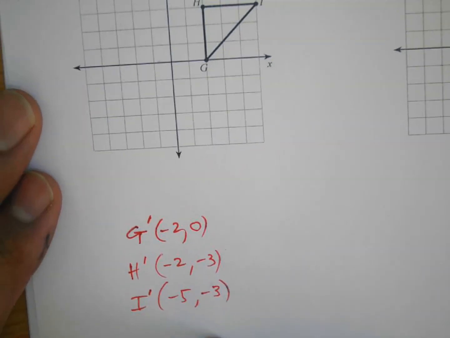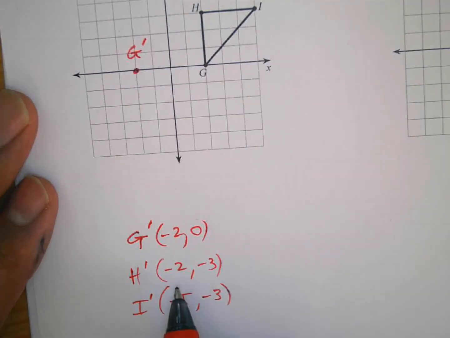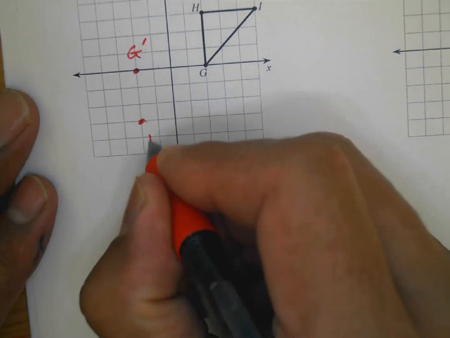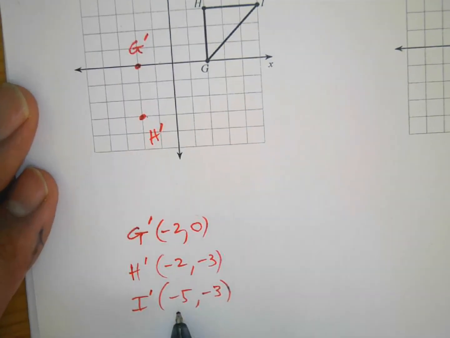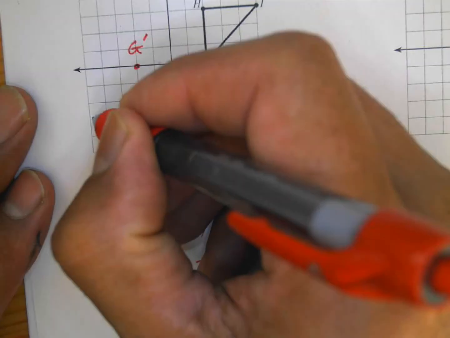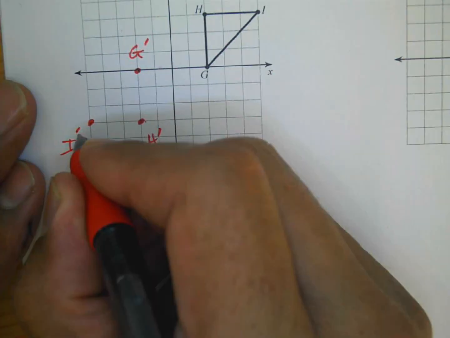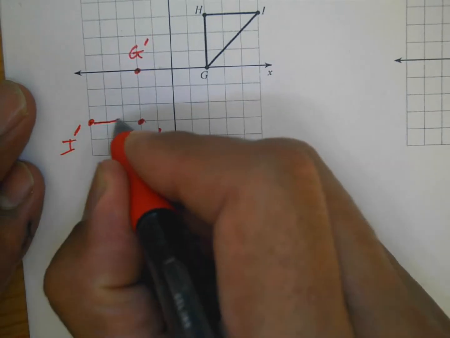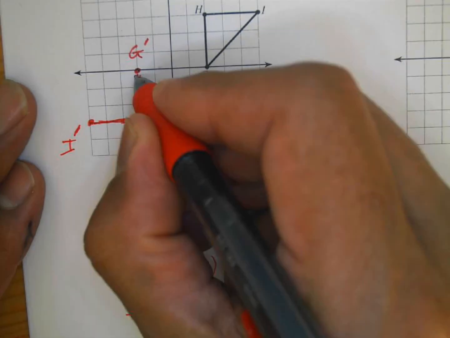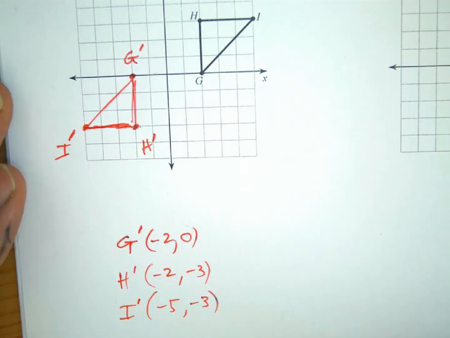And now I see I have the coordinates. Where's G? Negative 2, 0. Where's H? Negative 2, negative 1, negative 2, negative 3. And I, negative 5, 1, 2, 3, 4, 5, 1, 2, 3. I prime. And there is a 180 rotation of this shape. Pretty easy, right, guys?